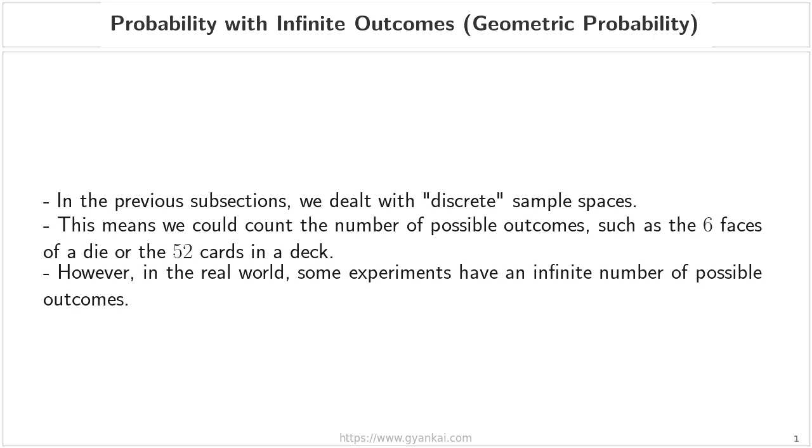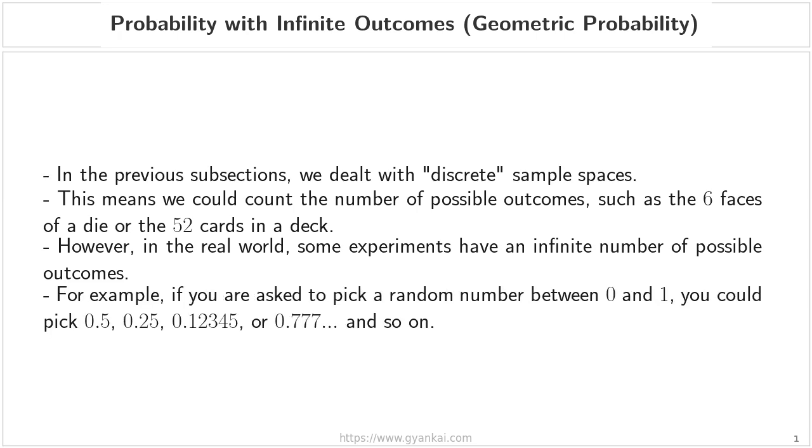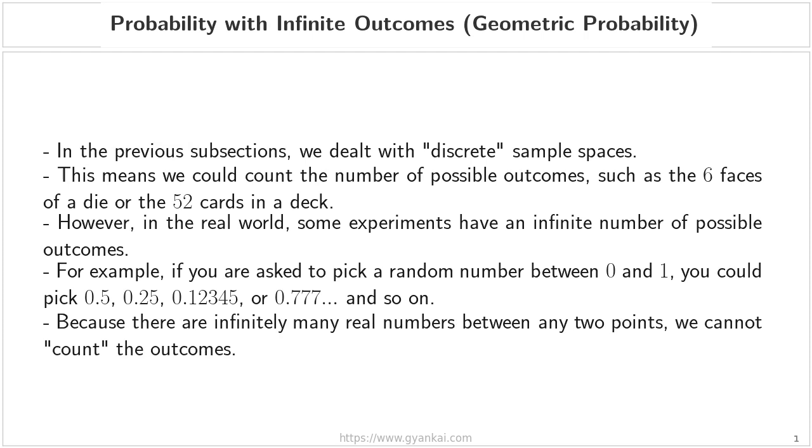However, as we move into more complex real-world scenarios, we encounter experiments that have an infinite number of possible outcomes. To illustrate this, imagine I asked you to pick a random number between 0 and 1. You might choose 0.5, or perhaps 0.25, or even a more complex decimal like 0.12345, or even a repeating decimal like 0.777, and so on. As you can see, because there are infinitely many real numbers tucked between any 2 points on a number line, it becomes impossible to simply count the outcomes one by one.